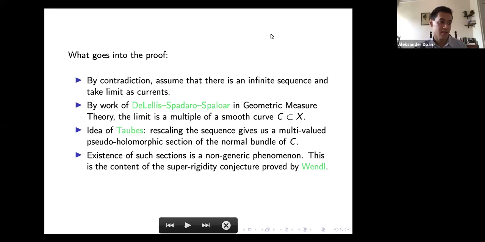Here the normal bundle is not holomorphic, but because your manifold has an almost complex structure, it equips the normal bundle of C with a Cauchy-Riemann operator. And so a section which is in the kernel of that operator I call pseudo-holomorphic.